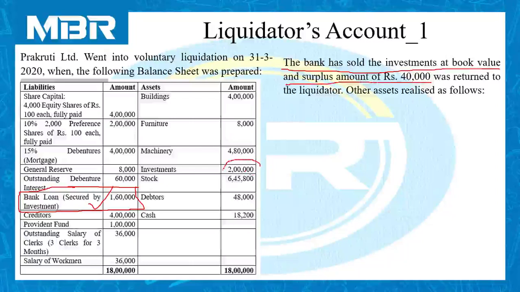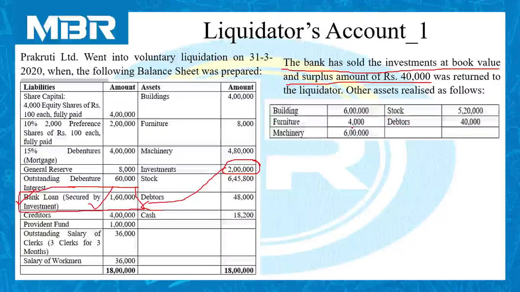So the book value of the investment is 2 lakhs. It means the bank has sold the investment for rupees 2 lakhs. Then they have recovered 1,60,000 rupees for their dues for the bank loan, and the remaining 40,000 rupees returned to the liquidator of the company. That is surplus received by the liquidator from the secured creditors.